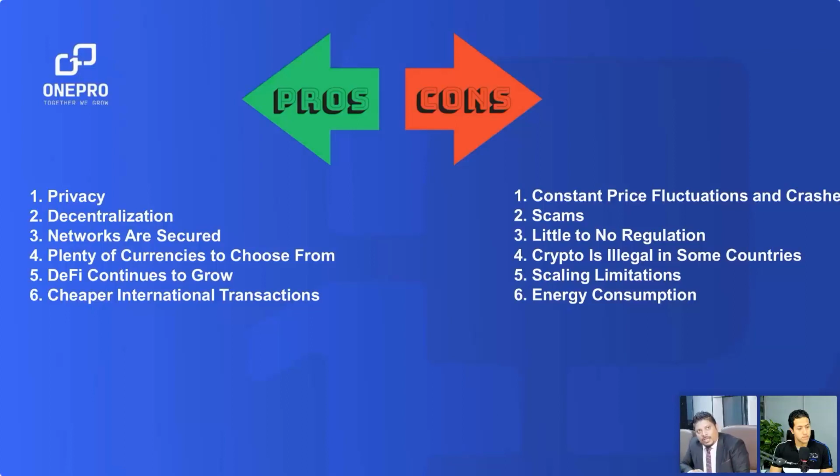Okay. Otherwise, the entire blockchain, everything is centralized. Tron is centralized. Tron can send only to Tron. ERC20 can send only to ERC20. So within the exchange, they come together, but it's not decentralized. It's centralized. Right. So don't get confused. Networks are secured. As I told you, the blockchain is secured. Plenty of currencies to choose from.